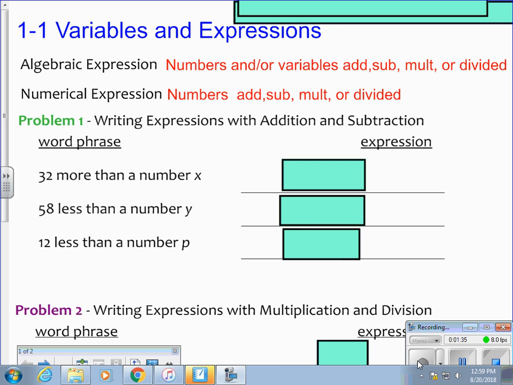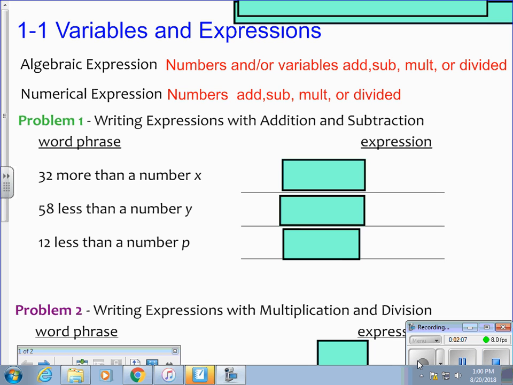Now, writing expressions with addition and subtraction. What we're going to do is take a word phrase and make it into an algebraic expression. You have to be able to go back and forth. One of the biggest issues with word problems is not understanding how to take it from words to variables and numbers to be able to solve the problem. How do I write the equation to solve it? How do I write the expression to solve it? This is that first step.